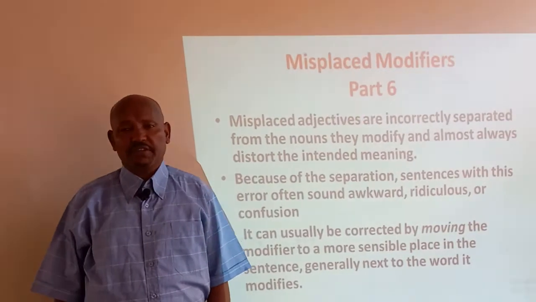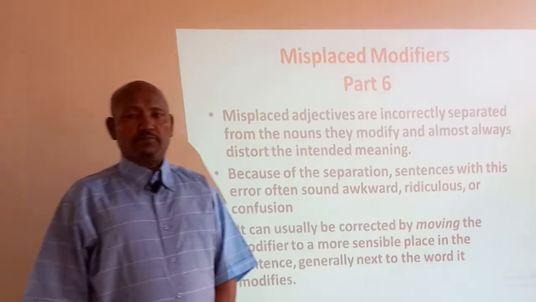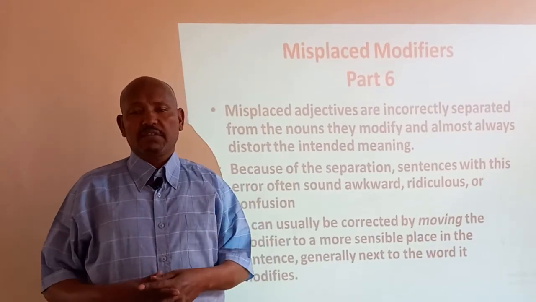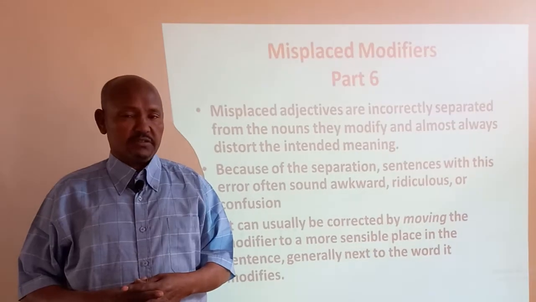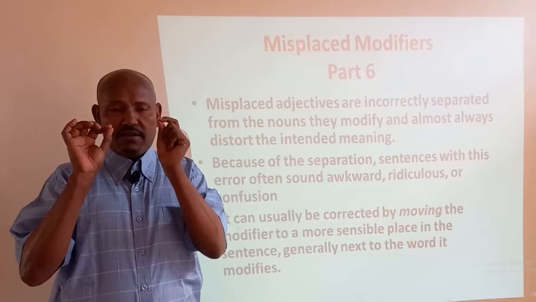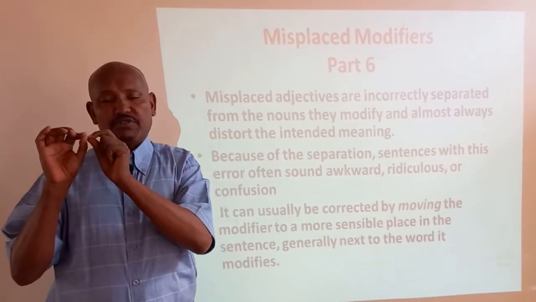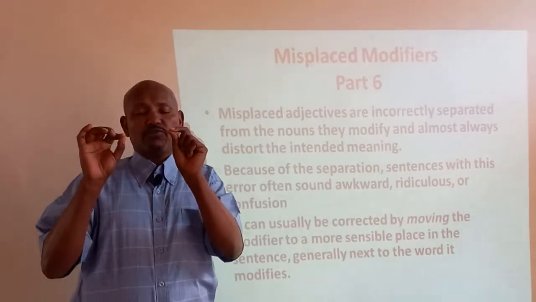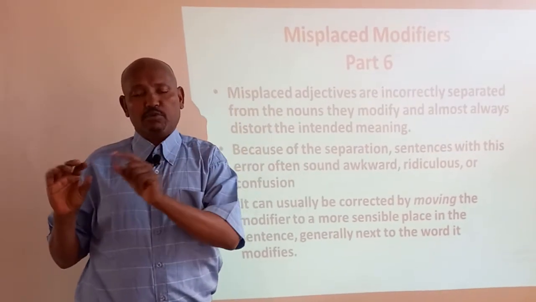Part 6 of writing skill, which is misplaced modifier. Last time we tried to see dangling. It is the sixth part of sentence error, which is misplaced. You know what misplaced means? Misplaced means wrong place of words, or the wrong place of words which modify nouns and pronouns.